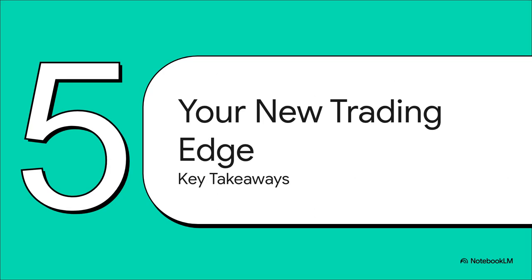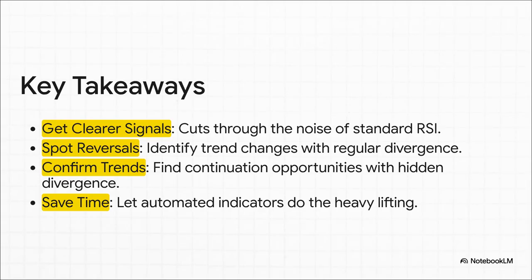So, after seeing all of that in action, let's boil it down. What is the actual practical edge you get by adding this tool to your arsenal? Let's wrap this up with 4 key advantages. 1. You get much clearer signals because the composite index is designed to lead, not lag. 2. You can spot potential turning points with regular divergence. 3. You can pinpoint those high-probability buy the dip or sell the rally moments with hidden divergence. And finally, and this is a big one, you save a massive amount of time and mental energy by letting automated scripts do the hard work of pattern spotting for you.